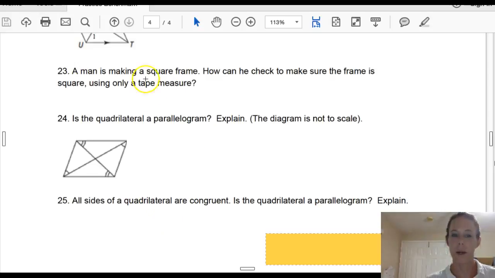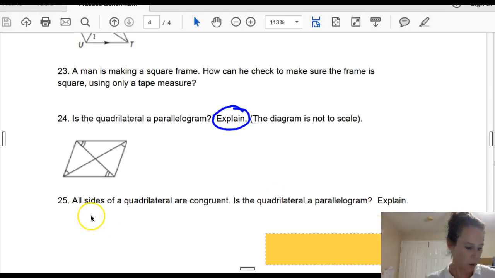The last one, make sure you explain on this one. On the test also, this will have a text box for you to explain. If you don't explain, you're not going to get full credit if you just say yes, okay? You need to give me an explanation that's accurate. All right, number 25. All sides of a quadrilateral are congruent. Is the quadrilateral a parallelogram?